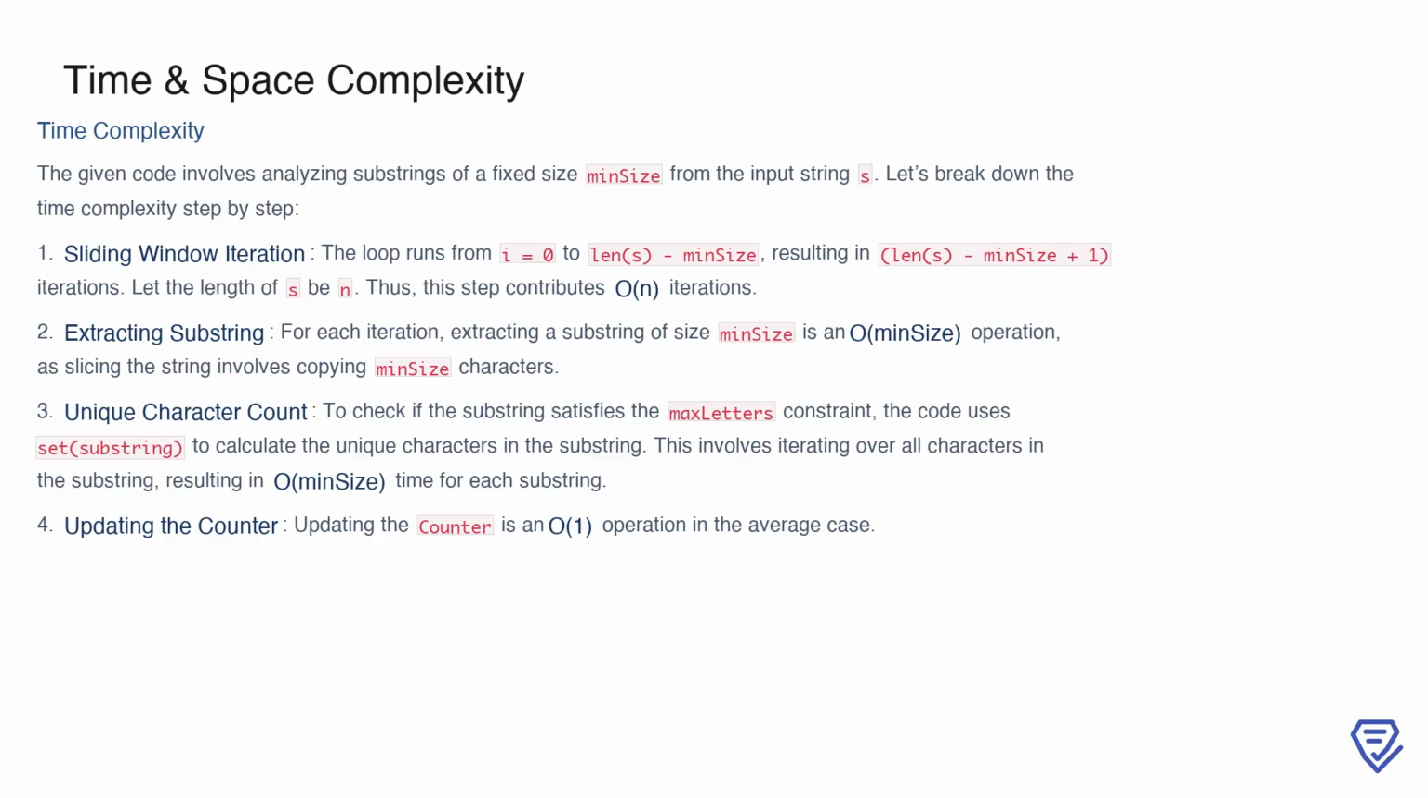For each iteration, we extract a substring of size min size, which takes O(min size) time, as slicing requires copying that many characters. Next, we calculate the unique character count in the substring using set(substring). This operation iterates over all characters in the substring, also taking O(min size) time. Finally, updating the frequency counter for the substring is an average case O(1) operation. By examining these steps, we see that the time complexity for a single iteration is dominated by O(min size), due to substring extraction and the unique character computation.